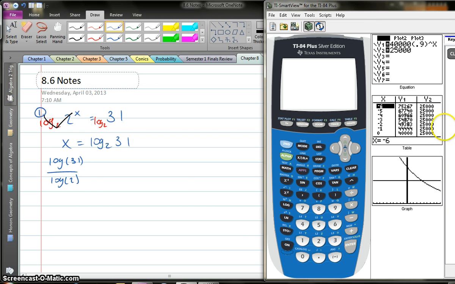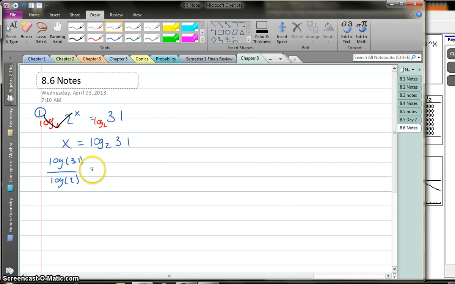So we go to our trusty calculator. Log of 31 divided by log of 2, and I get 4.954. So x equals 4.954. Alright, so that's what we talked about yesterday. Now, there are going to be some situations where it doesn't always work out so nicely. So let's look at this one.